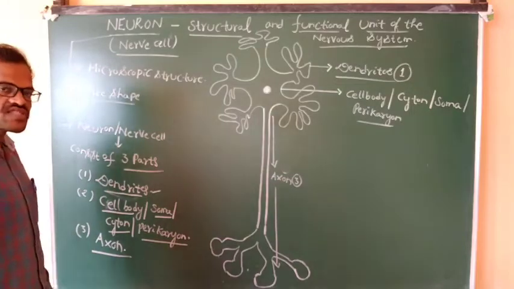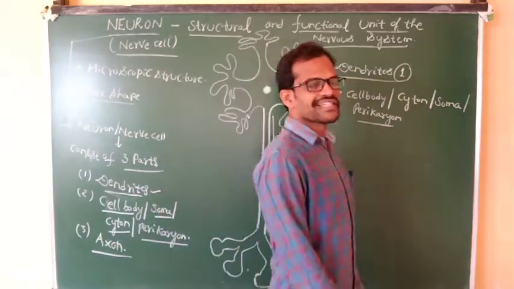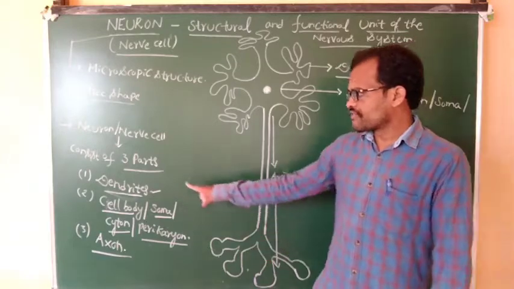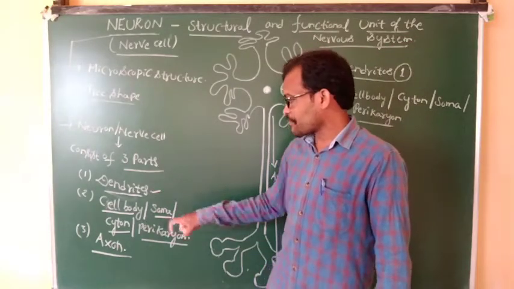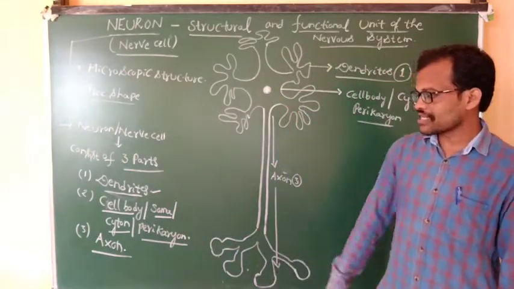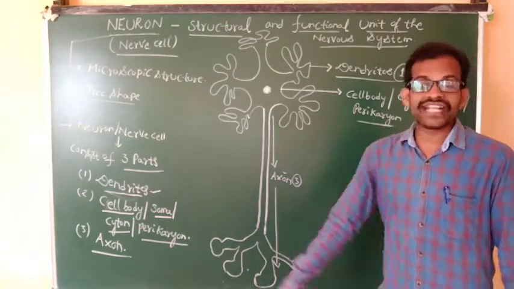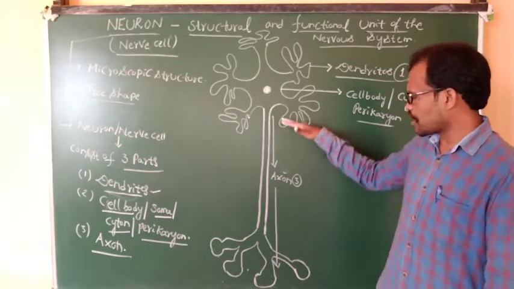Any nerve cell, any neuron, consists of three main parts. What is the first part? Dendrites. What is the next part? Cell body, or soma, or cyton, or perikaryon. What is the third part? It is nothing but the axon, the long part. It is the longest part.